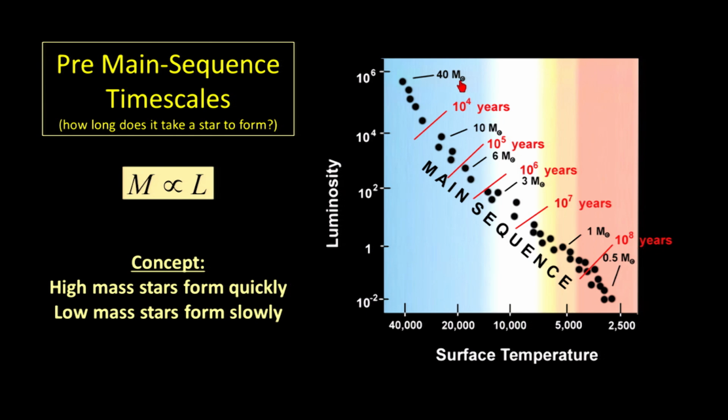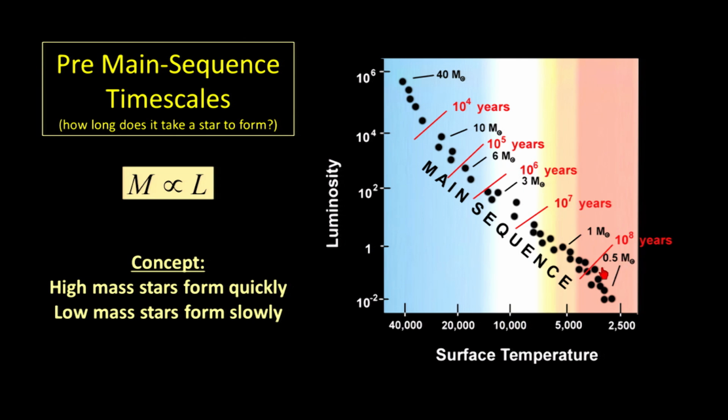So a star that might be 40 solar masses takes somewhere in the neighborhood of maybe a few thousand or a 10,000 year period of time to form, but a star that's only half the mass of the sun might take something in the neighborhood of 100 million years to form. So 100 million years is a tremendous amount of time.